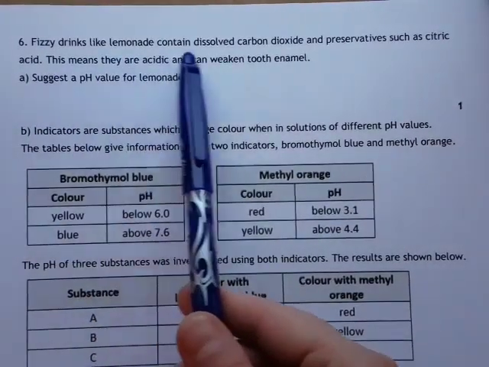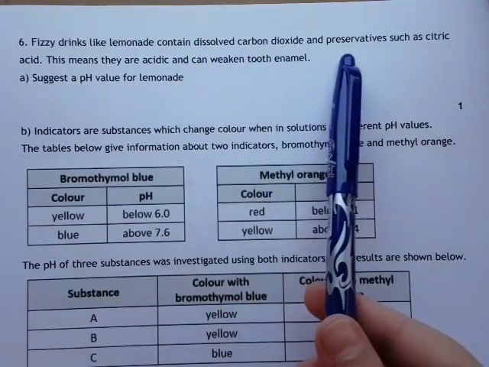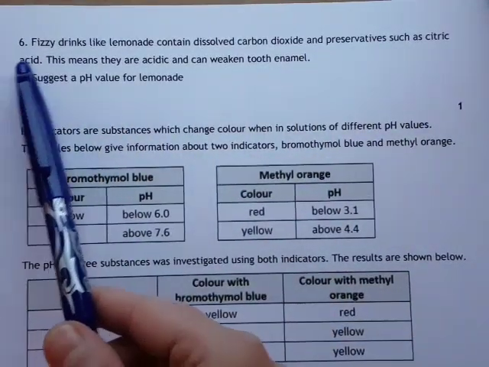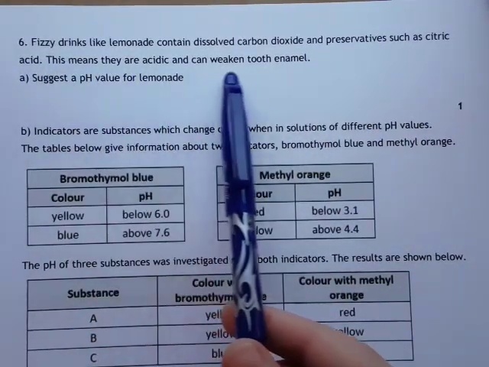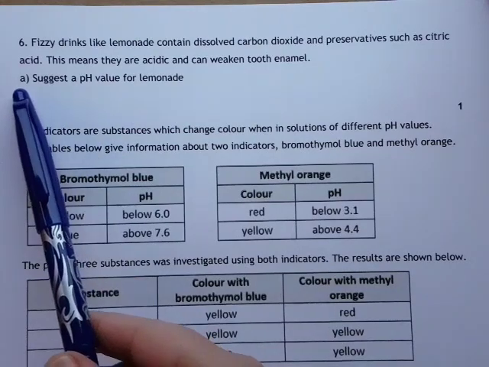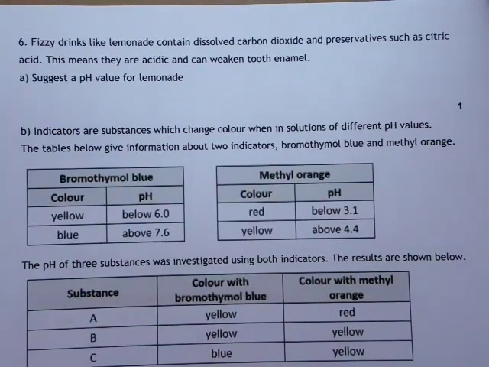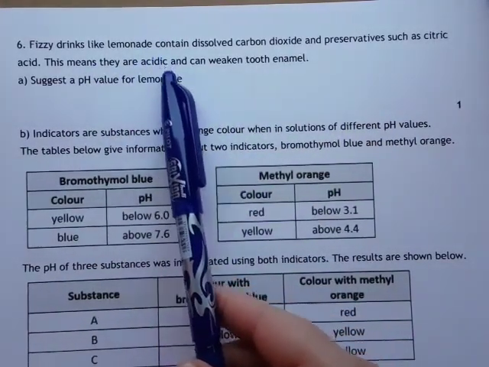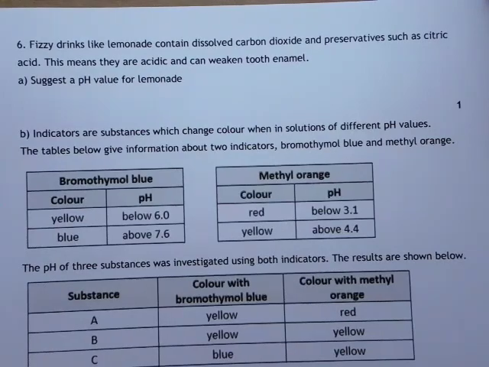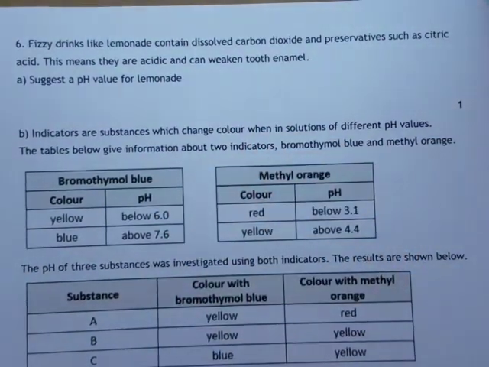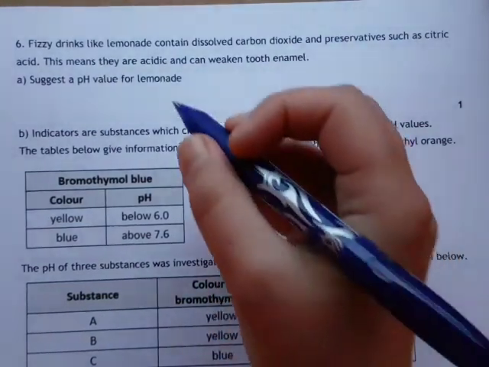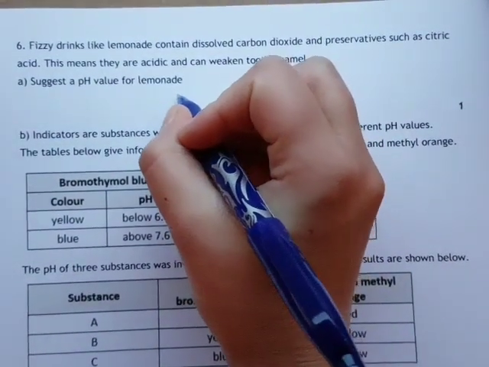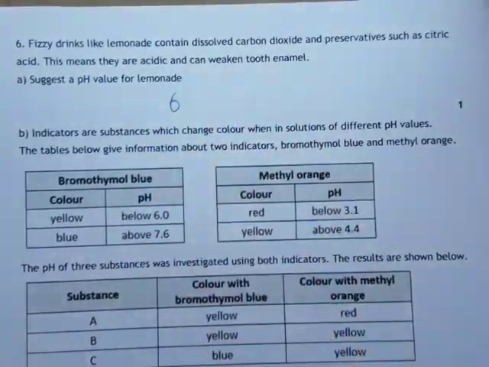Fizzy drinks like lemonade contain dissolved carbon dioxide and preservatives such as citric acid. This means they are acidic and can weaken tooth enamel. Part A says suggest a pH value for lemonade. So for this one you just need to use the information in the question. It tells you that fizzy drinks like lemonade are acidic, and you should know that acidic liquids have a pH of less than 7. So any one value less than 7 would be absolutely fine. For example, you could say pH 6.